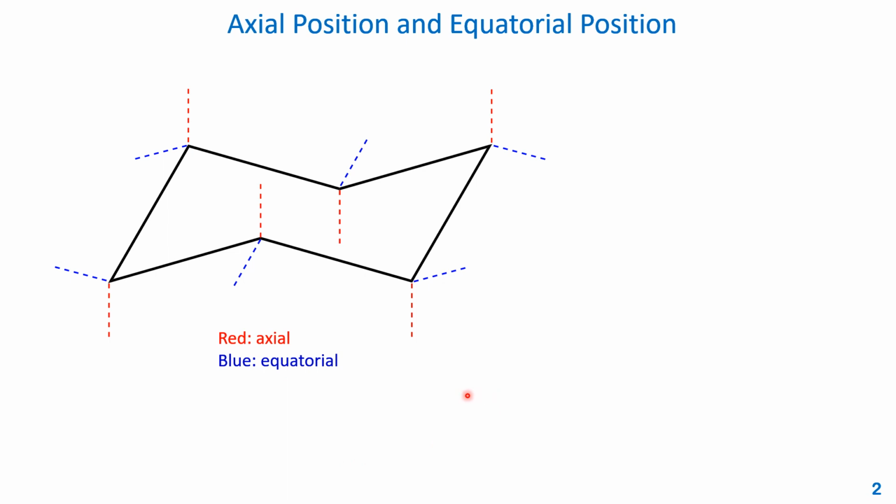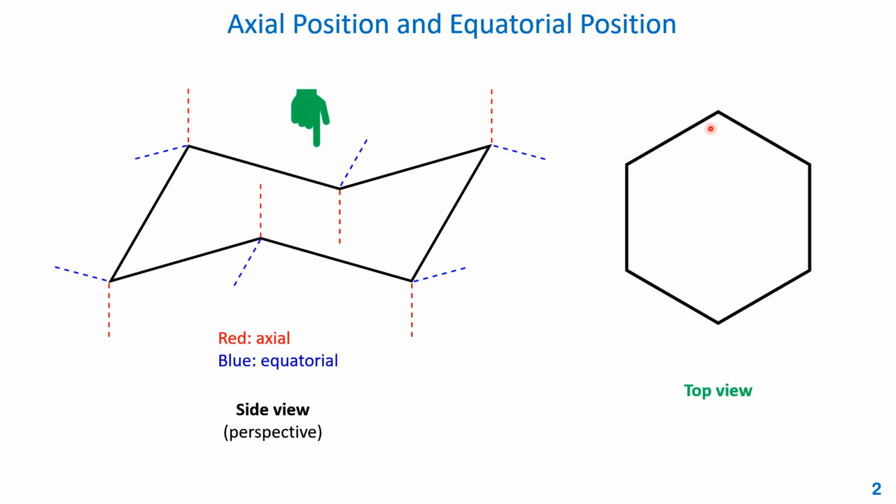This is the so-called side view, or you can say it's more like a perspective view of this cyclohexane. If you look from the top, you will just have this 2D cyclohexane, basically just the six-member ring here. We call this the top view.